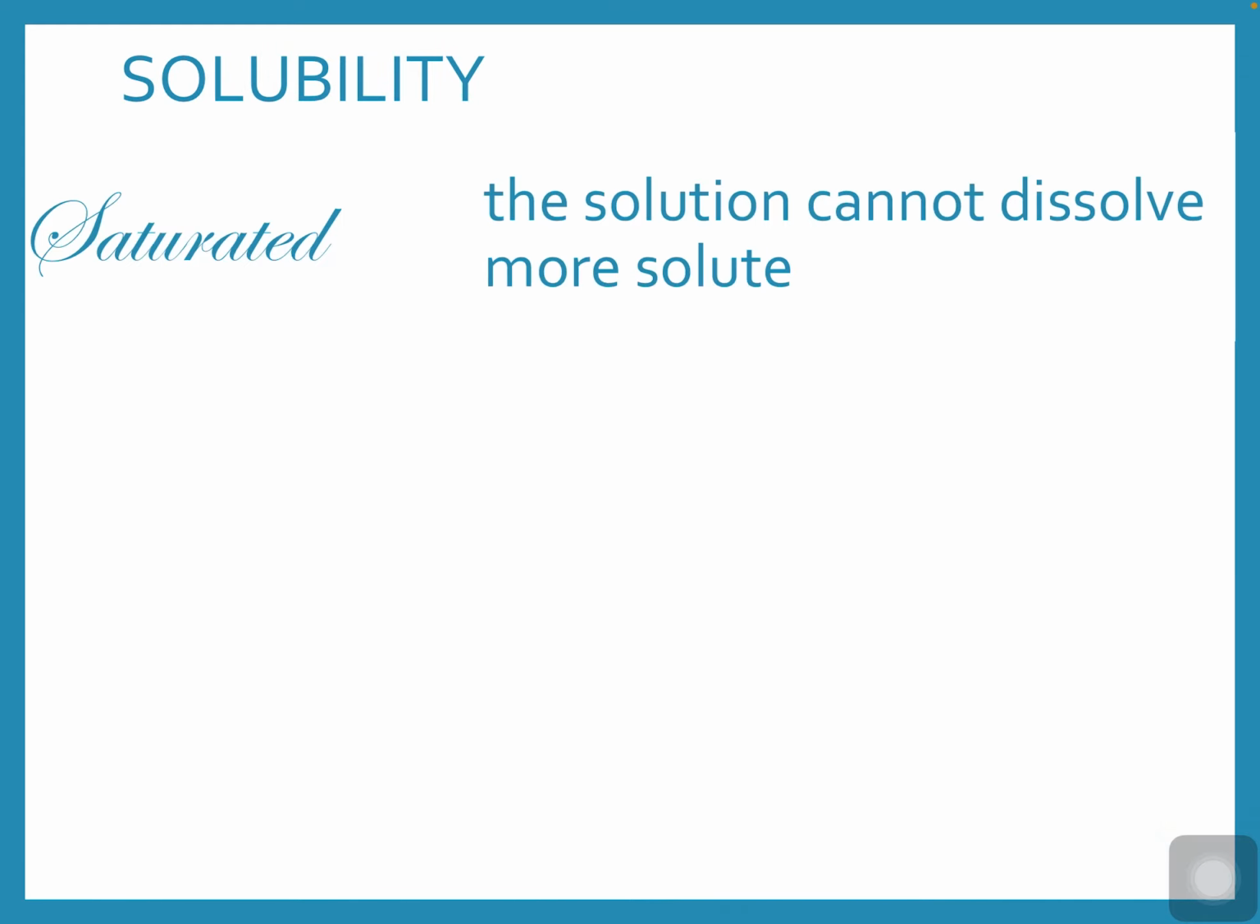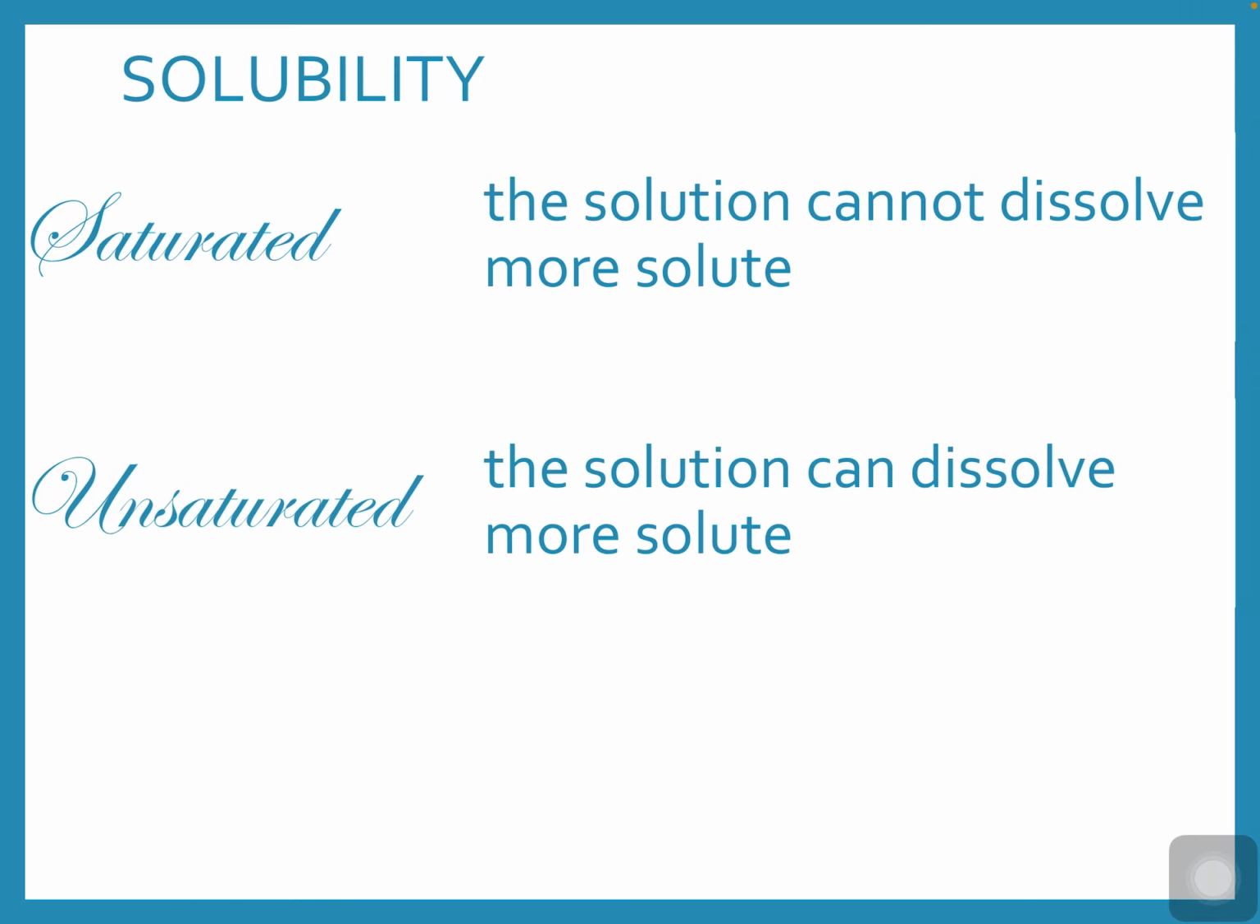Okay, so a few other keywords we need to look at. If a solution is saturated, it means it has the maximum amount of solute dissolved at that temperature. So it cannot dissolve any more solute. We can add more solute, but it will not dissolve in there. If it is unsaturated, that means it does not have the maximum amount of solute dissolved, which means if we added more, it would still dissolve.